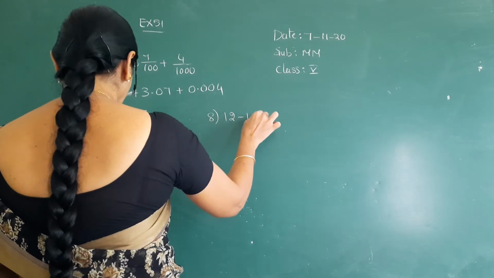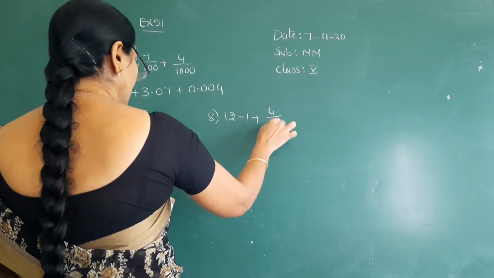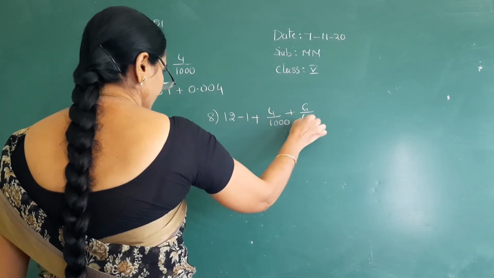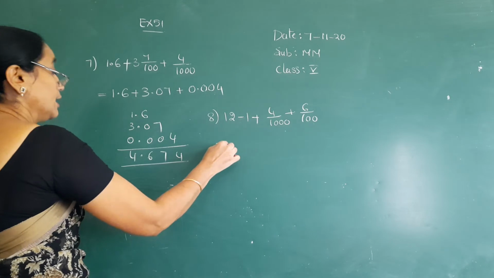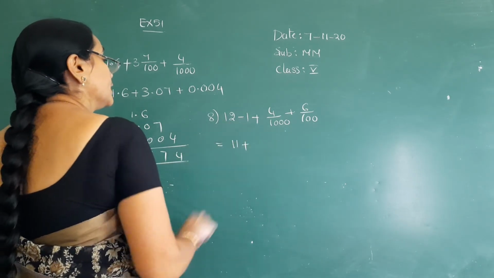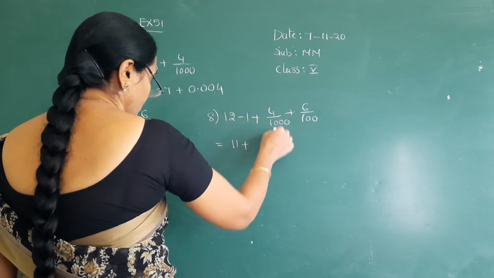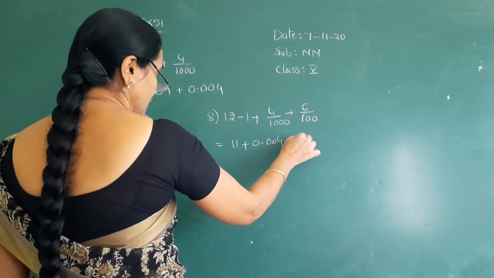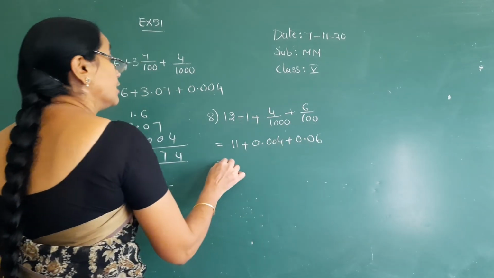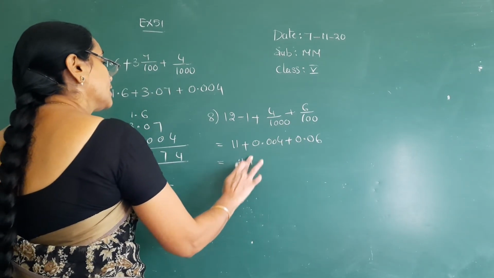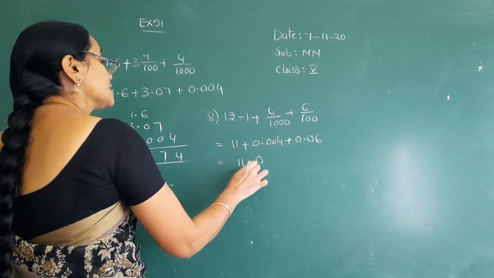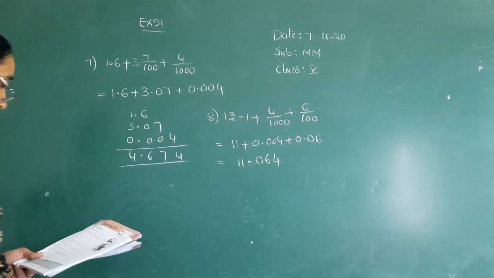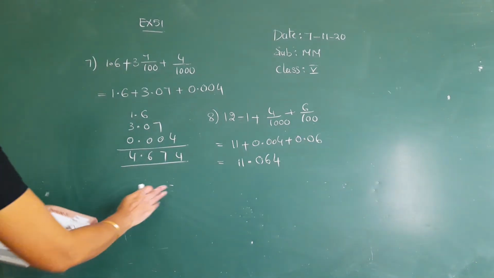12 minus 1 plus 4 by 1000 plus 6 by 100. 12 minus 1 is 11 plus. So 4 by 1000 is 0.004. 6 by 100 is 0.06. Now add it. 11 point. Here the 10th place is absent, it is 0. 100th place is 6. 1000th place is 4. See the ninth problem.